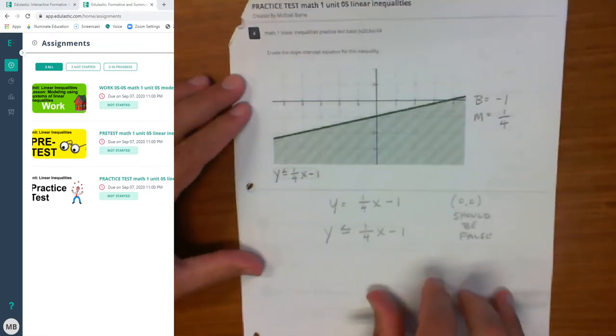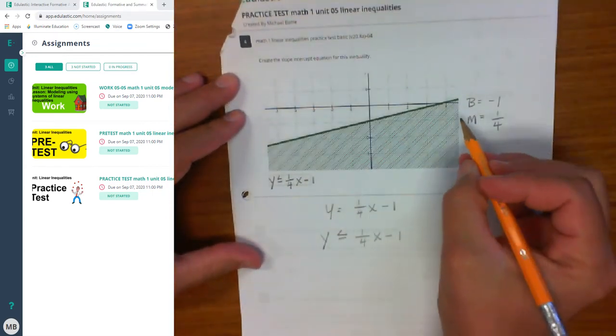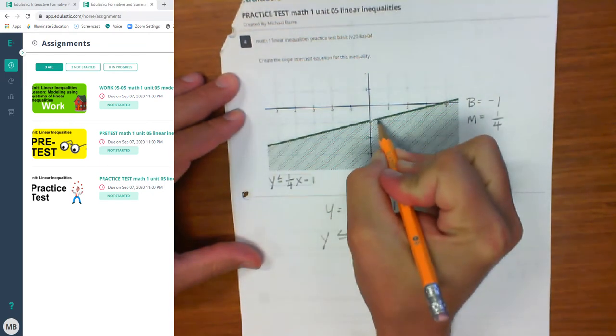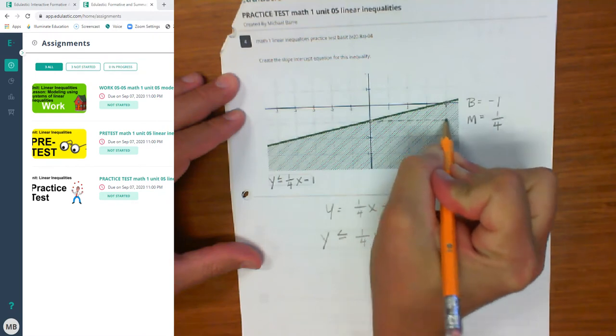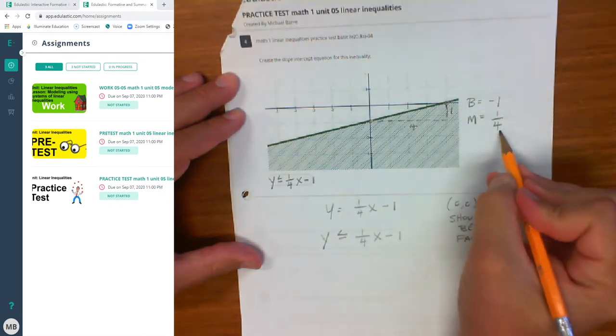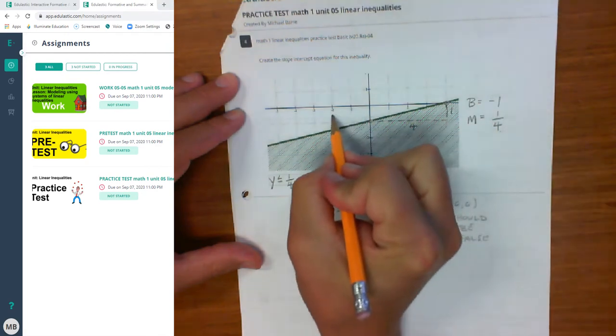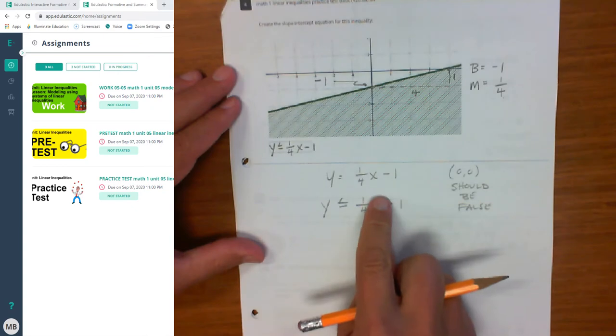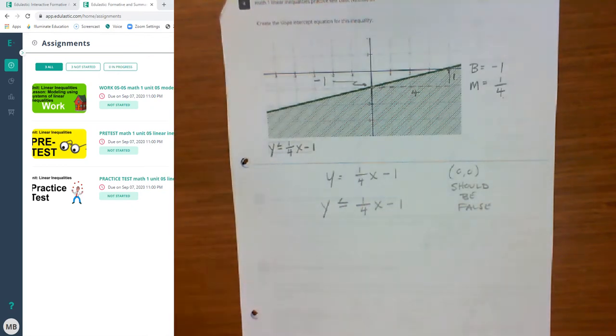Create the slope-intercept equation for this guy. Okay, two good points. Slope triangle, rise over run, so 1/4. The y-intercept is right there at negative 1. So I have y equals 1/4 x minus 1. Okay, there's the equation for it.